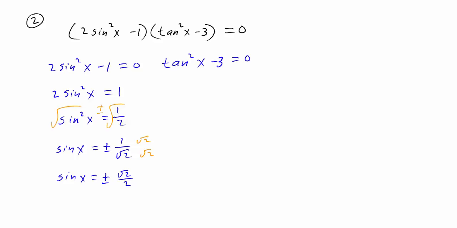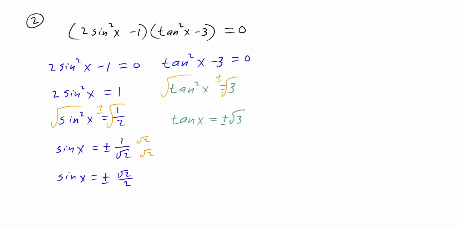All right, so let's go ahead and look at the other equation. Again, here we need to solve this, so move the 3 to the other side. We would end up with the tangent squared of x equals positive 3. And then again, to get rid of the square, we would simply take the square root. So we would get then the tangent of x is equal to plus or minus the square root of 3.